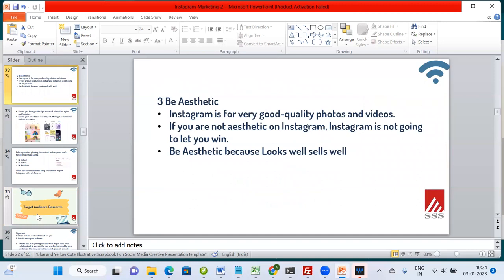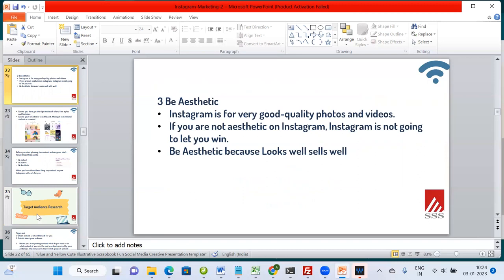The third thing is be aesthetic. Instagram is for very good quality photos and videos. So if you're not aesthetic on Instagram, Instagram is not going to let you win. So be aesthetic, because what looks well sells well.